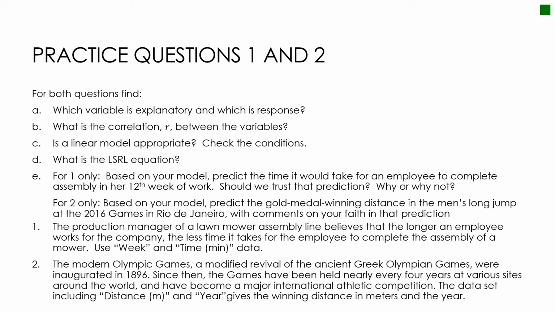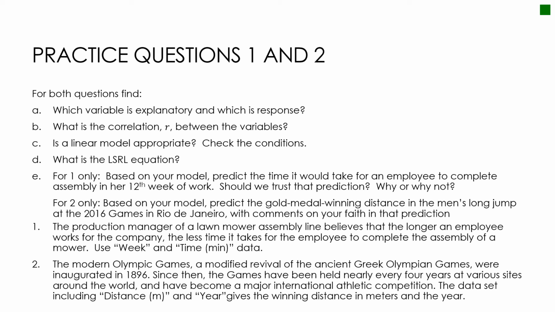And the second question is the modern Olympic Games, a modified revival of the ancient Greek Olympian Games, were inaugurated in 1896. Since then, the Games have been held nearly every 4 years at various sites around the world and have become a major international athletic competition. The data set, again in StatCrunch, including distance in meters and year, gives the winning distance in meters and the year.